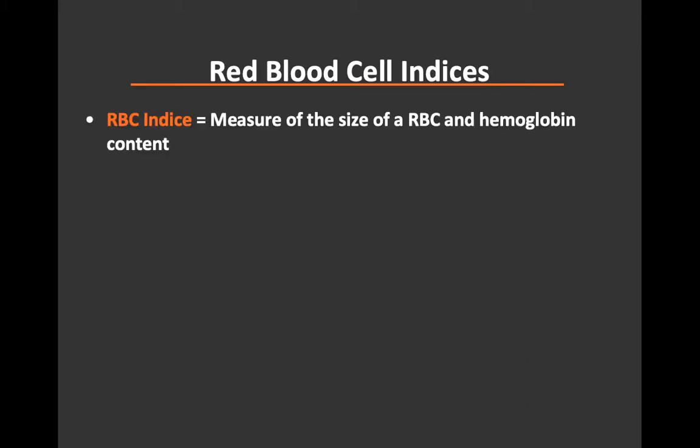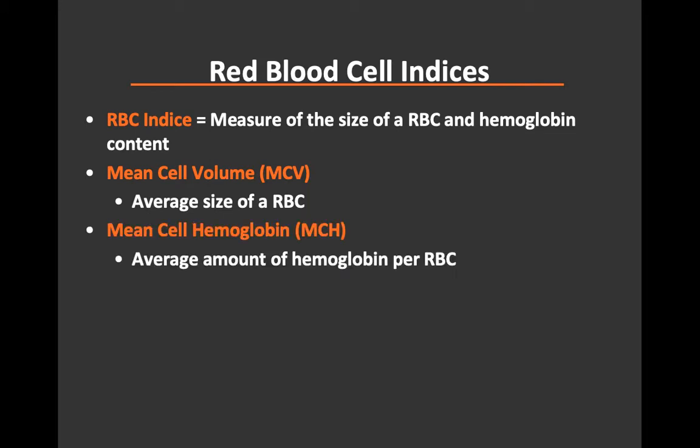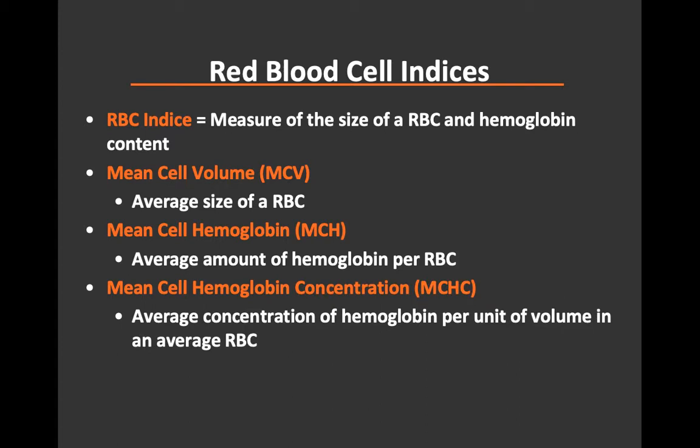All right, so red blood cell indices mean the measure of the size of a red blood cell as well as hemoglobin content. So we're going to talk about mean cell volume, or MCV. This is the average size of a red blood cell. Mean cell hemoglobin, which is MCH, the average amount of hemoglobin per red blood cell. And mean cell hemoglobin concentration, the average concentration of hemoglobin per unit of volume in an average red blood cell. So how much hemoglobin do you have in, or the concentration of hemoglobin do you have in your average red blood cell?